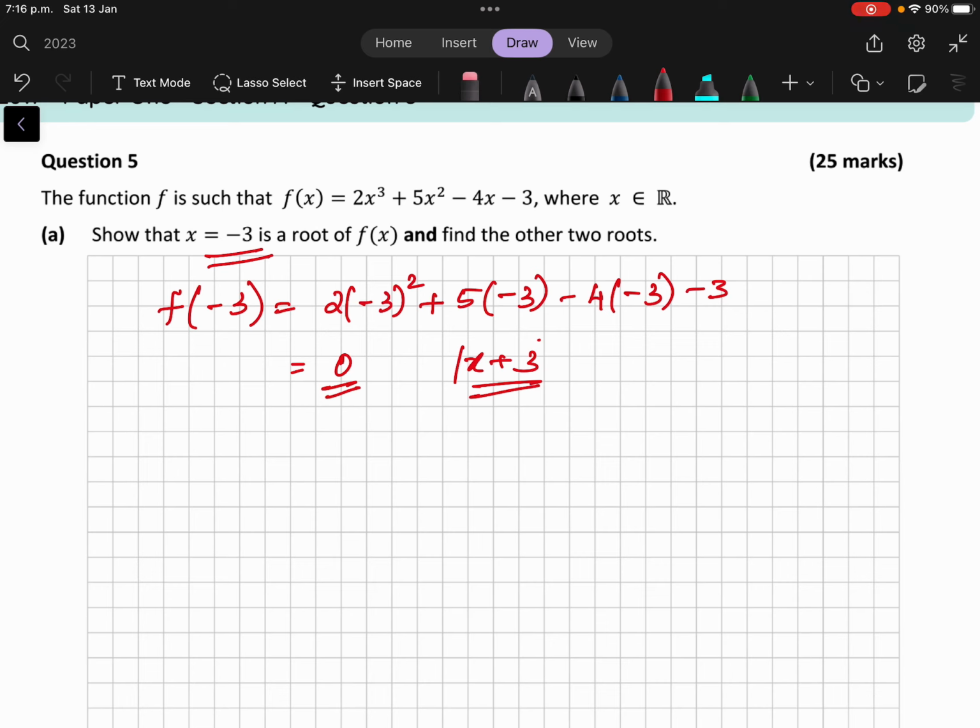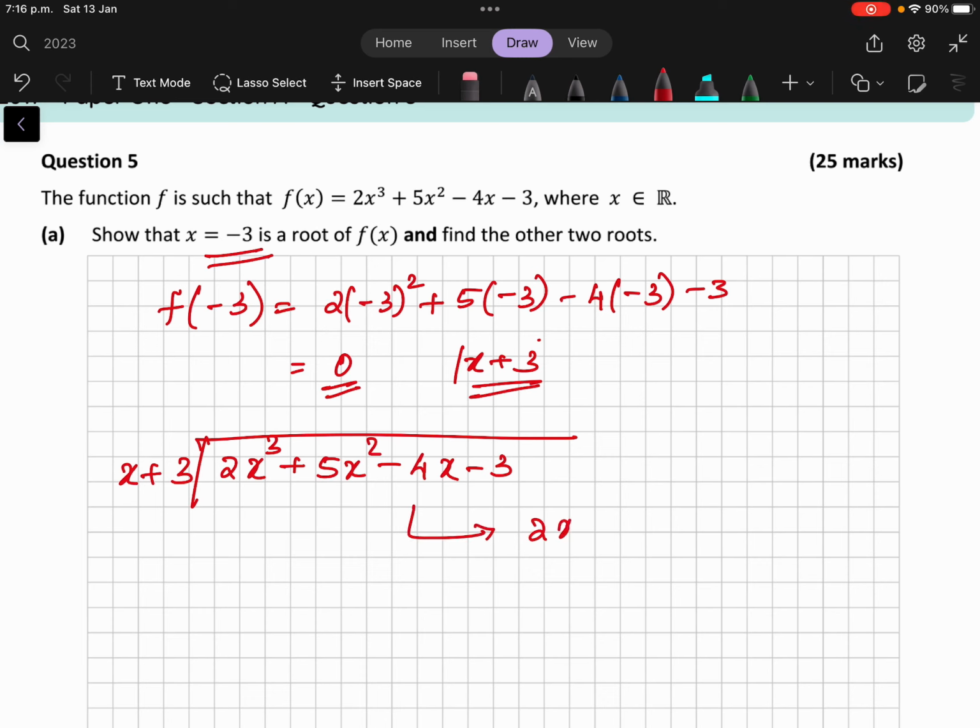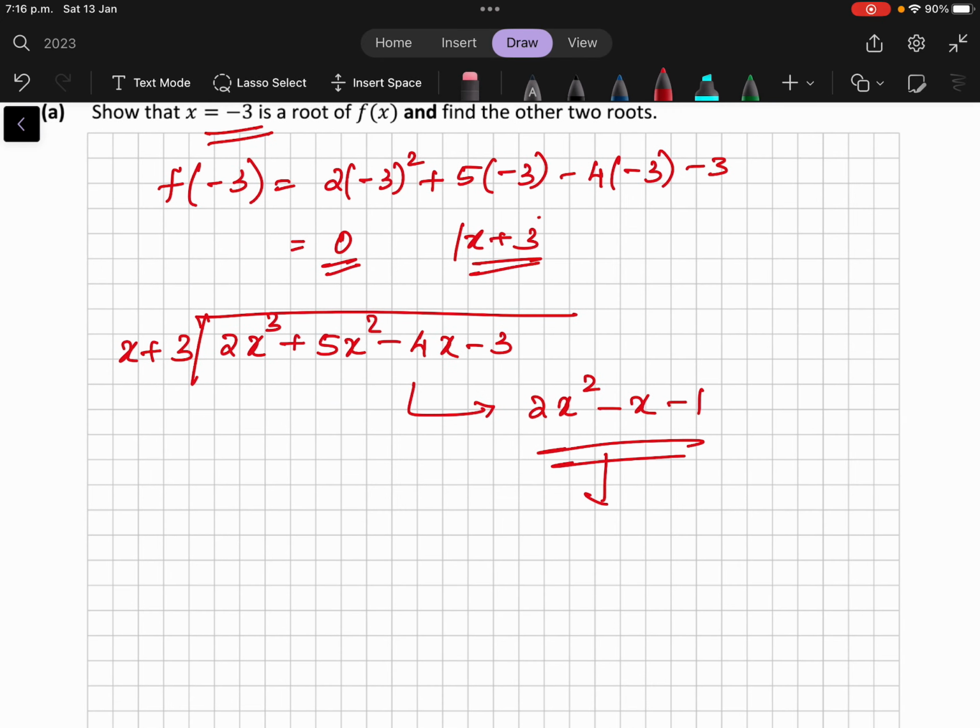So if x plus 3 is a factor, what you will do, you divide this, long division. So you should be knowing this. Once you divide this, you will get the answer 2x squared minus x minus 1, and then you factorize this, so you will get (2x plus 1)(x minus 1). From 2x plus 1, 2x is equal to minus 1, x is equal to minus 1 over 2. From x minus 1, x is equal to 1. So you get all the three factors.